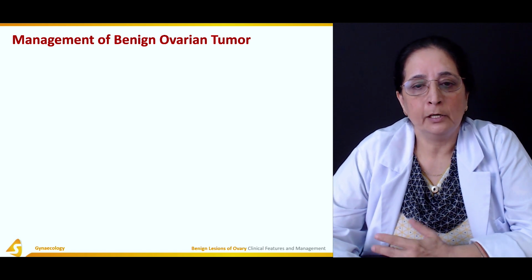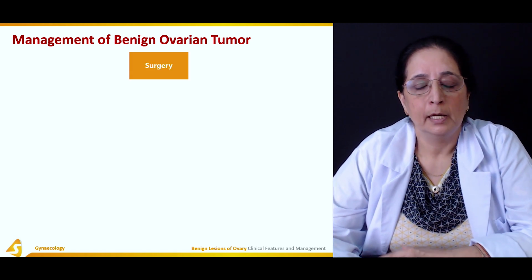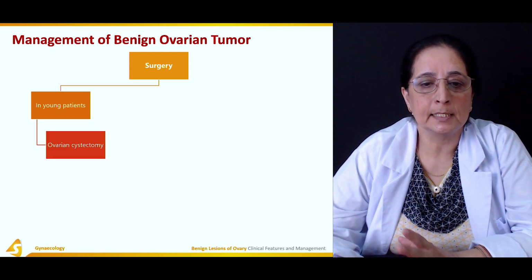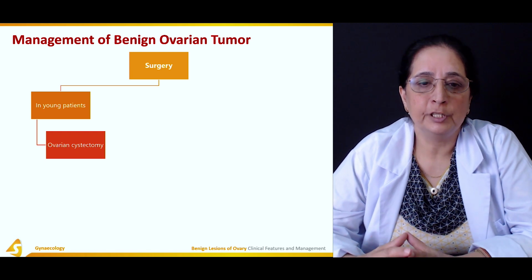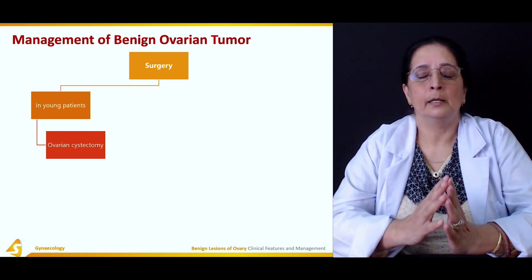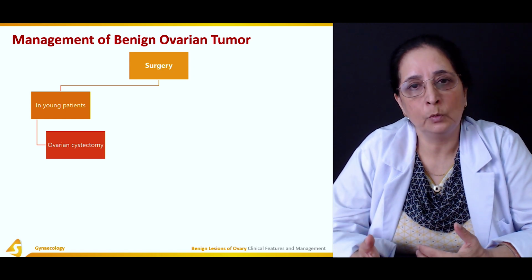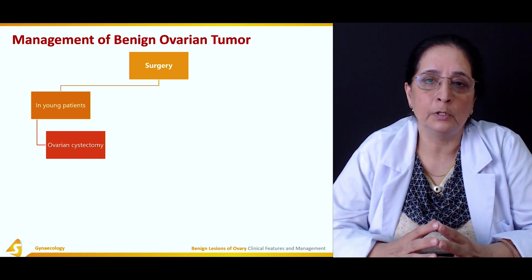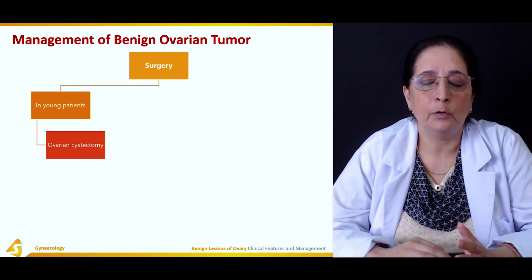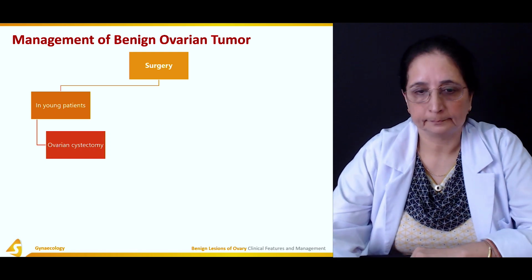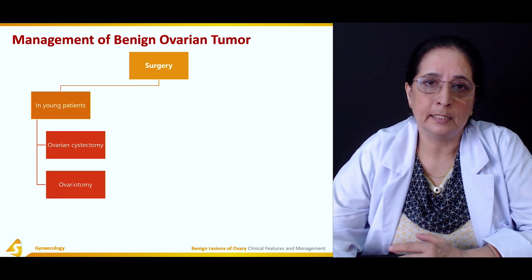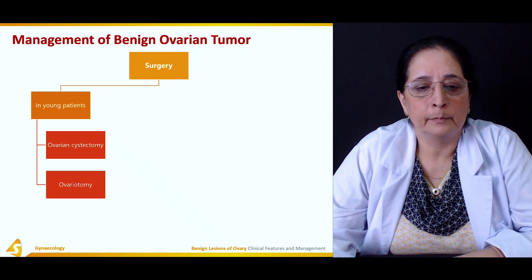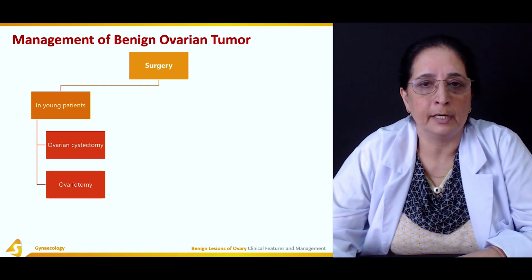And then the management of benign ovarian tumor is surgery. In young patients, usually ovarian cystectomy is done. If the patient is young and wants to have a pregnancy or wants to conceive, it's better to do the cystectomy, in which the cyst is removed. Then in some cases ovariotomy, or removal or opening of the ovary, is done.